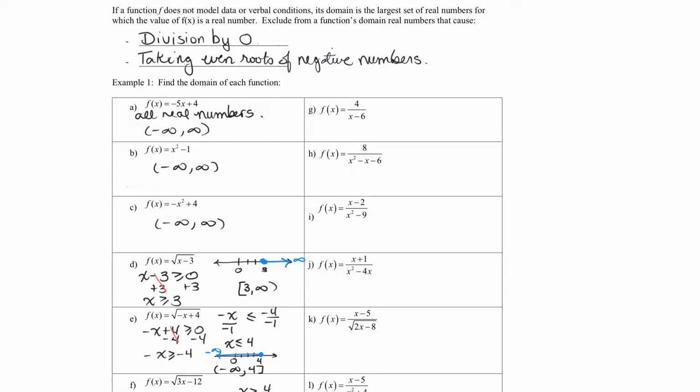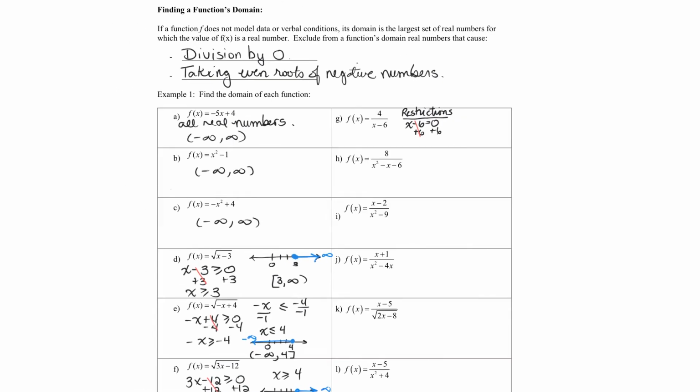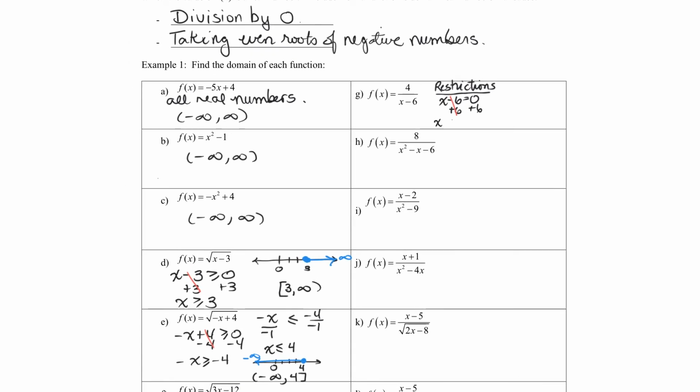I'm going to be saying that I need for x minus 6 to not be equal to 0. So I'm going to solve for the restrictions by saying what values of x would cause it to be equal to 0. X minus 6 equals 0 is going to tell me what my restrictions are going to be. Well, solving that, I'm going to add 6 to both sides, and I get that x is equal to 6. So that is a restricted value.